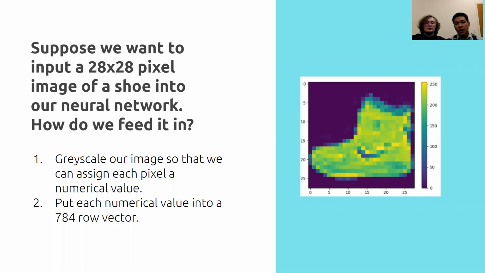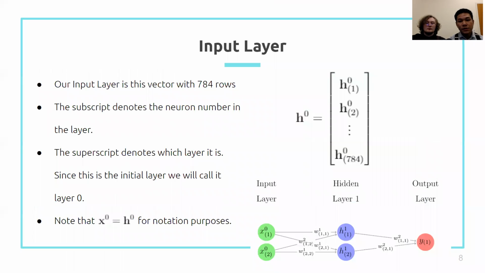Because we don't care about the color, we only care about the shape, we're going to grayscale this to assign each pixel a value between 0 and 255. And then we're going to put each pixel value into a 784 row vector. It's rows because that's just how we're going to orient our neural network. So here's our input layer. It's a vector with 784 rows. H^0 equals H^0 sub 1, H^0 sub 2, through H^0 sub 784, where 784 is the amount of neurons we have in this layer. And the superscript denotes the layer we're in. Since we're in the initial layer, we would call it layer 0.